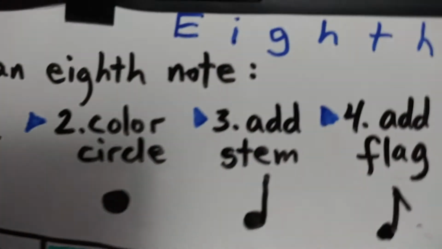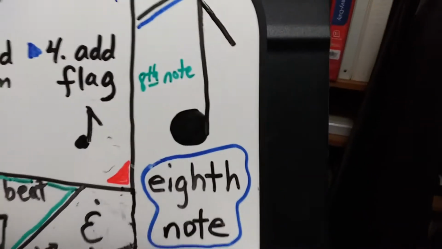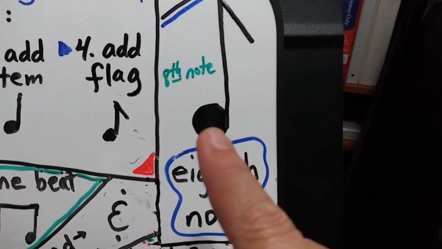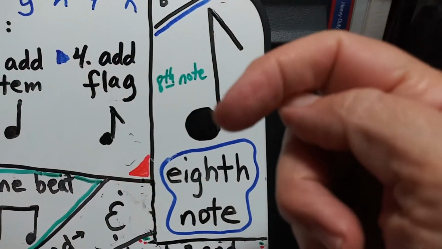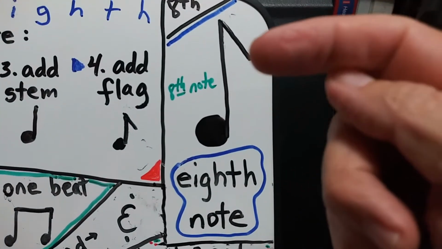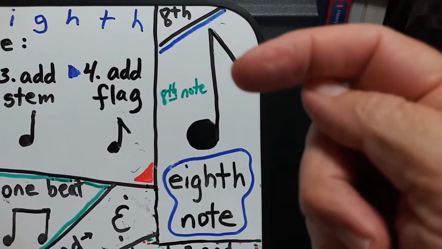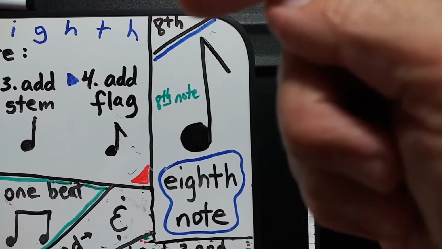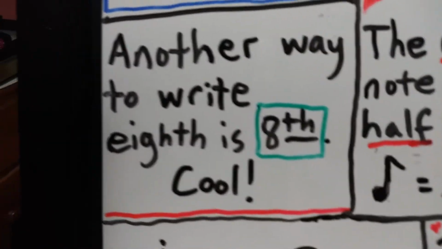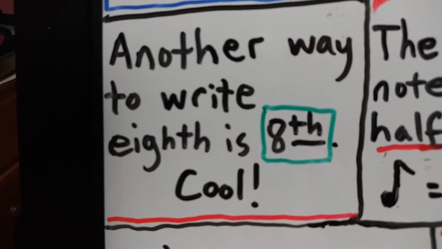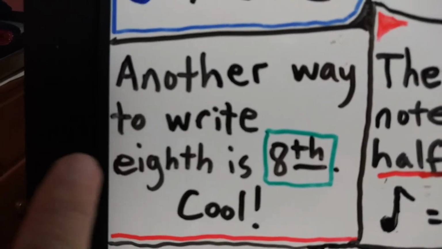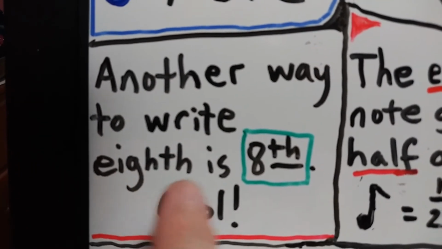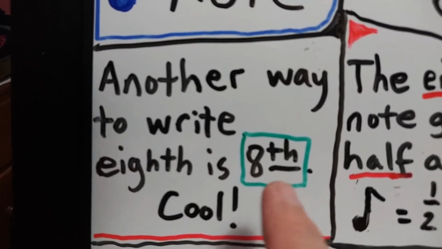So let's take a look at this eighth note over here. Alright, so you see that there's a circle. The circle is colored in. There's a stem just like a quarter note, but to make it an eighth note, you put that flag on there. What does 8th mean? Well, that's just another way to write eighth. So you can either spell it E-I-G-H-T-H, like this, or you can spell it 8th, like that. Cool!